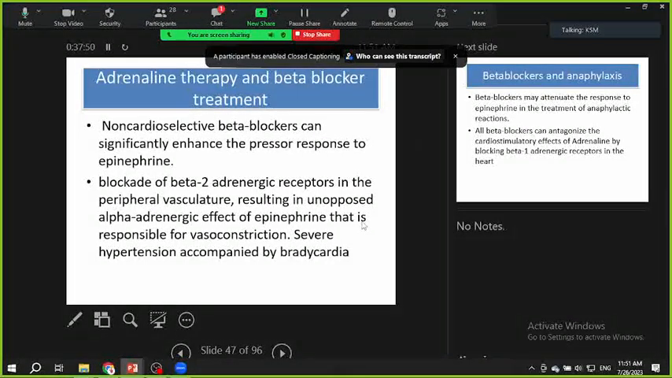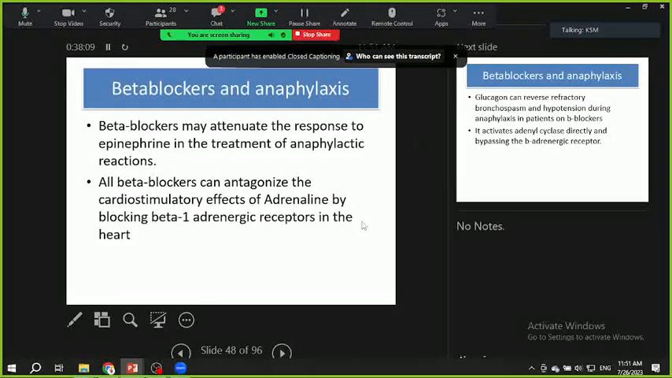Another entity, in the last 2-3 slides: adrenaline therapy and beta blocker treatment. The non-cardiac selective beta blockers can significantly enhance the pressor response to epinephrine. That is well known, because unopposed alpha adrenergic effect causes severe vasoconstriction and increased blood pressure. What happened? Beta blockers and anaphylaxis. Beta blockers may attenuate the response to adrenaline or epinephrine in the treatment of anaphylaxis, where adrenaline won't work most of the time. Say, it might not work with adrenaline in this context.